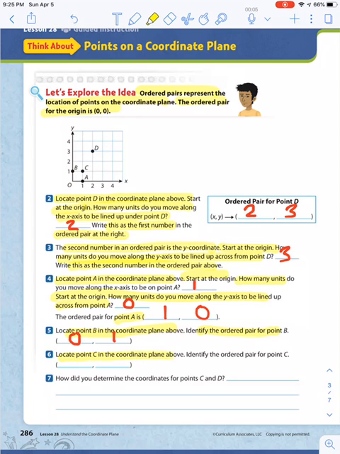Locate point C in the coordinate plane above. Identify the ordered pair for point C. I'll highlight point C.